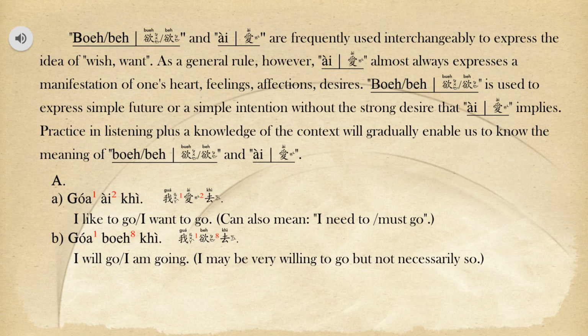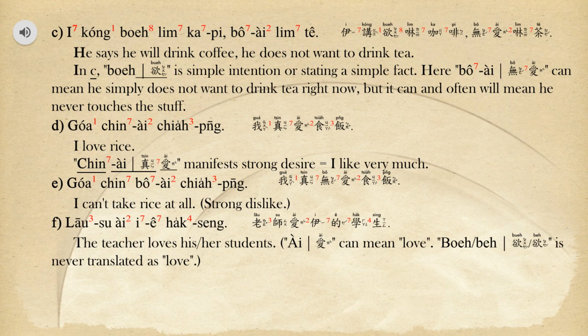a. 我愛去 I like to go, I want to go. Can also mean, I need to, must, go. 我要去 I will go, I am going. I may be very willing to go, but not necessarily so. C. 伊講要啉咖啡 無愛啉茶 He says he will drink coffee, he does not want to drink tea.